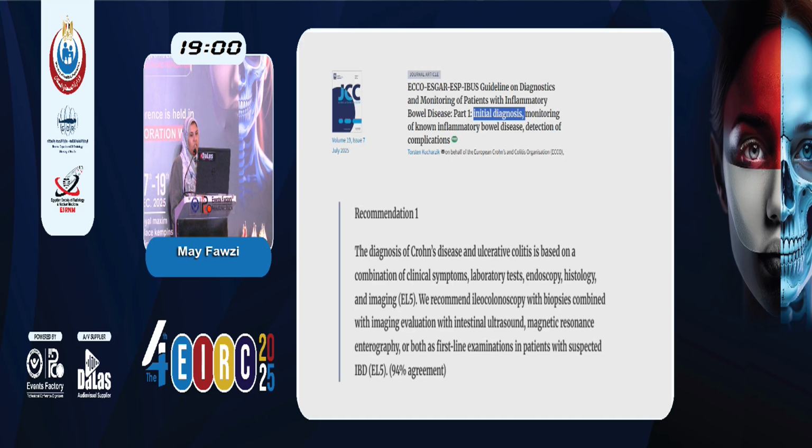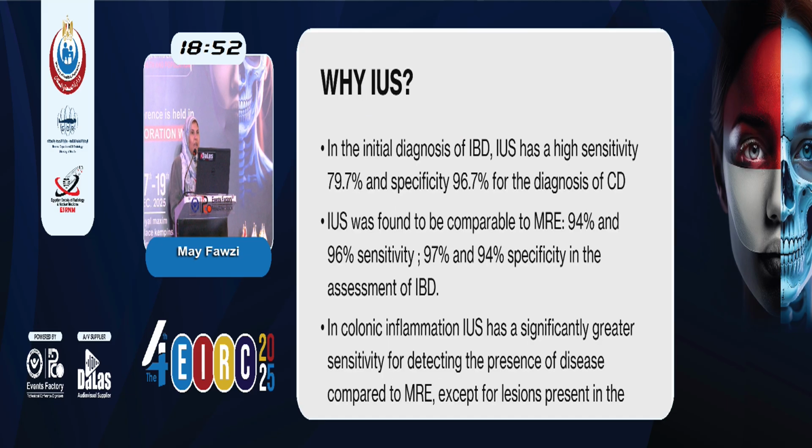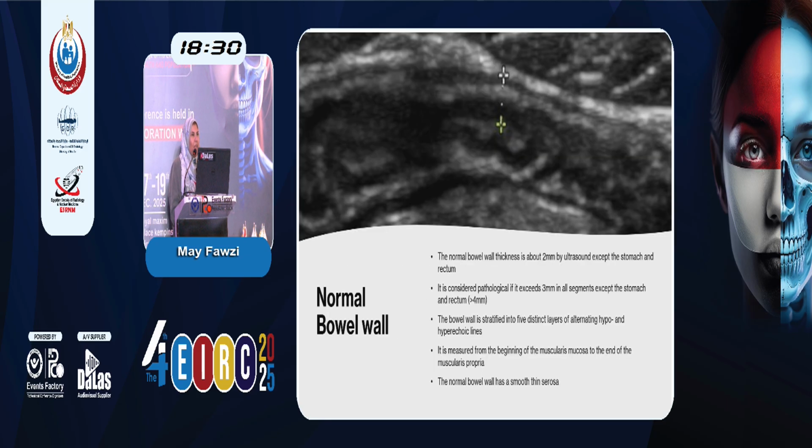So what about initial assessment of Crohn's disease and ulcerative colitis? As you can see, IUS is equal to MR and CT with high rates of sensitivity and specificity, and highly comparable to endoscopy and histology. And even more so in colonic inflammation than in small bowel inflammation, and I will tell you why. I know that many of you will not be interested in IUS, so I got big pictures and I hope you can see them with me.